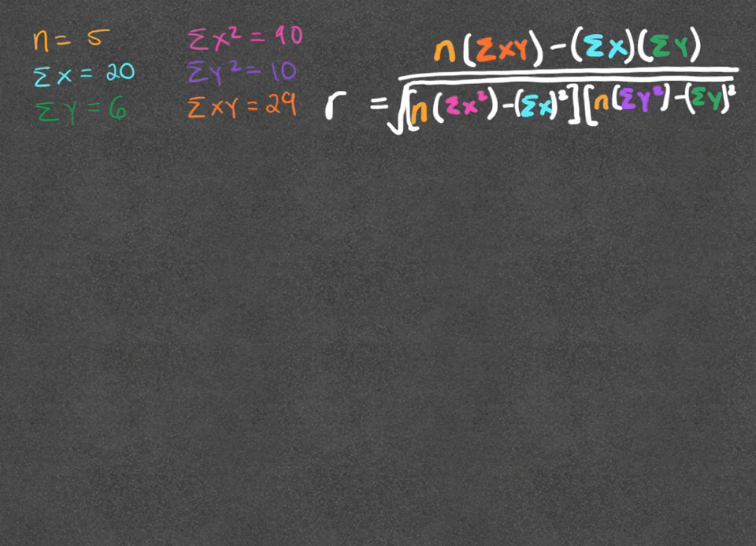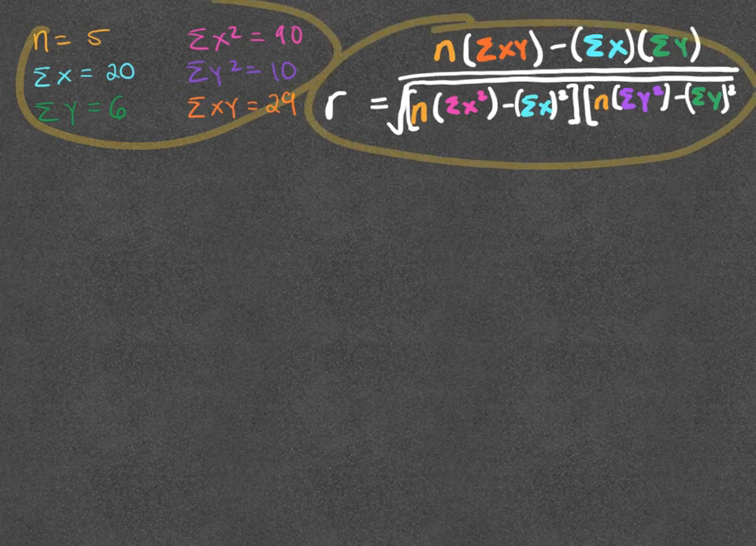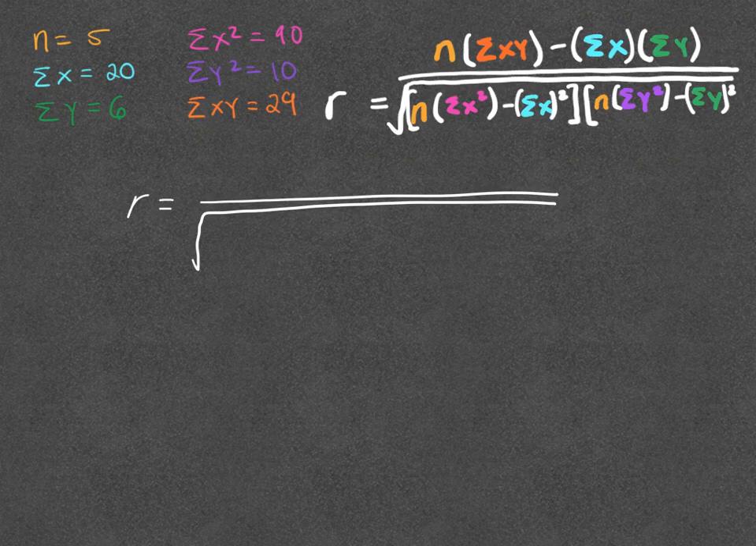Now that I have all my pieces, I no longer need to look at the way I computed those, so I can focus on simply plugging these into the formula. Let's start plugging in with the numerator. My sample size was 5, and my sum of x's times y's was 29. From that, I'm going to subtract the product of the sum of x, which was 20, and the sum of y, which was 6.